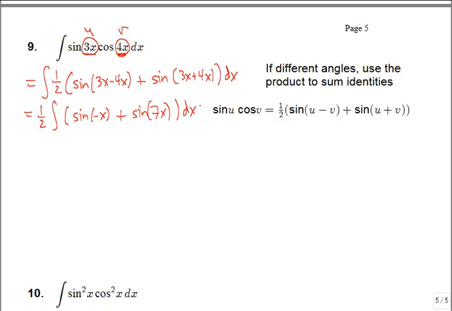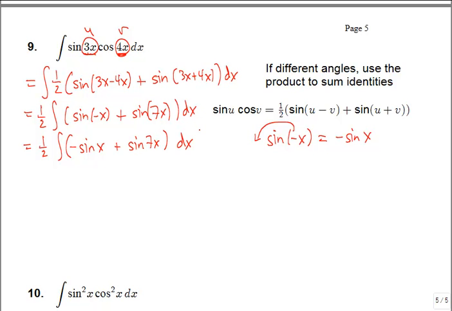Now one more thing we're going to use here. Remember that sine is an odd function, which means any negative inside of that argument can be pulled out, and this becomes a minus sine of x. So I'm going to go ahead and pull out that minus sign. So now we're ready to integrate. If you need to, you can break this up into two integrals. It's up to you. This is going to be negative times the integral of sine x dx. I pulled that minus all the way out of the integral, plus the integral of sine of 7x dx.